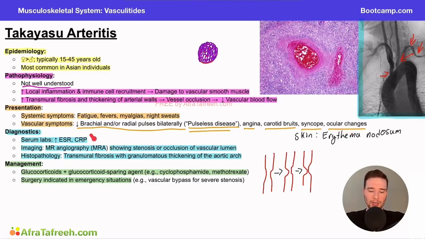Diagnostics here, right? This is an inflammatory process, so our inflammatory markers are elevated. Best imaging is going to be the MRA, and we talked about why that is right here, and the histopathology is going to show this transmural inflammation that we talked about right here.